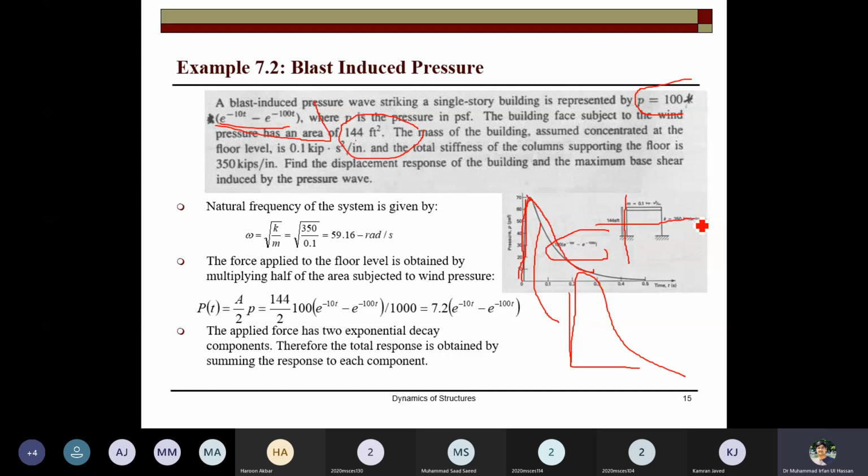But for blast loading, if you want to compute the effect only on the top level, then you take half, because half of the effect will go to the base and half of the effect will go to the floor level. So we are investigating the floor response. If you want the floor response, the area will be half. So this is the omega. This is the total force: area force is equal to A by 2, because half area, into pressure. The pressure value is given. So you put in the values and you get the results for the blast induced pressure.